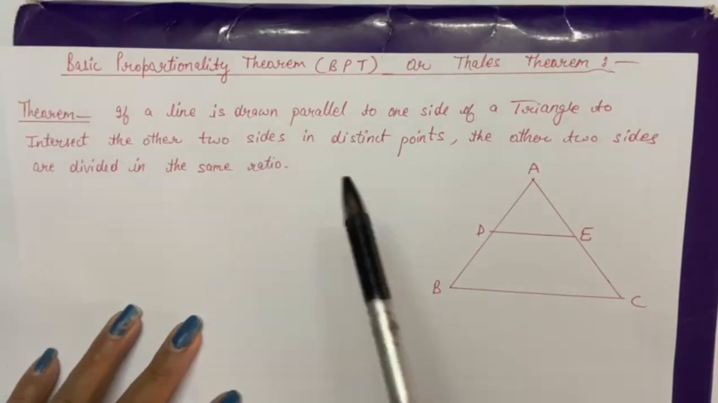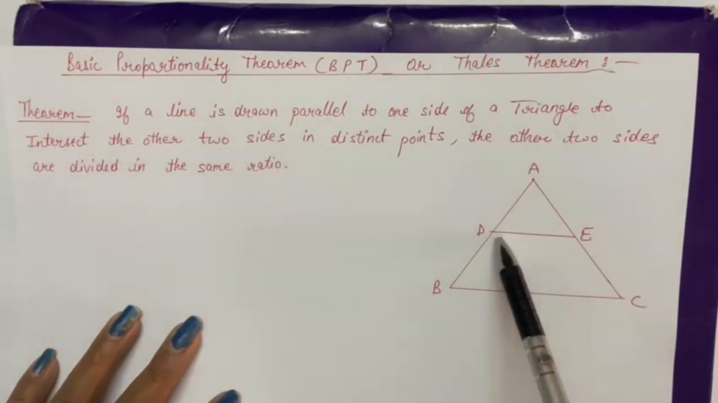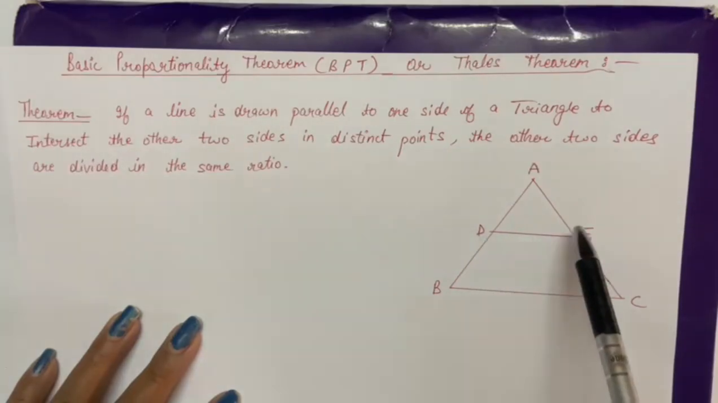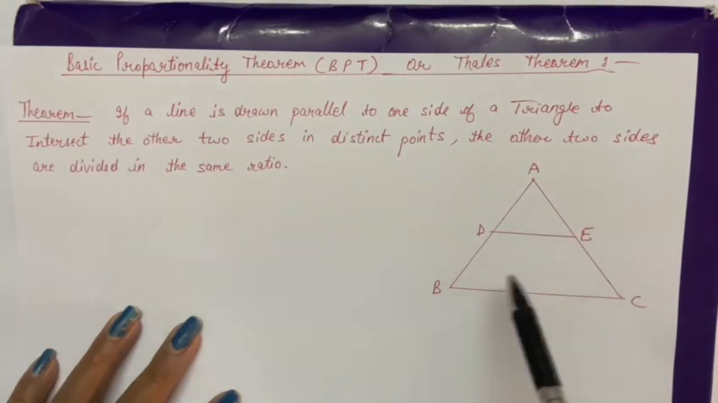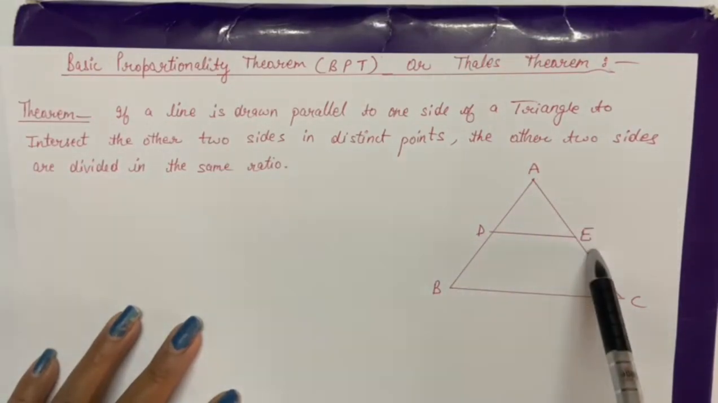So what does it mean? You can see here a triangle ABC. So if a line is drawn here, DE is the line. So if this line is drawn parallel to the third side of the triangle, then the same line will divide the other two sides in the same ratio.